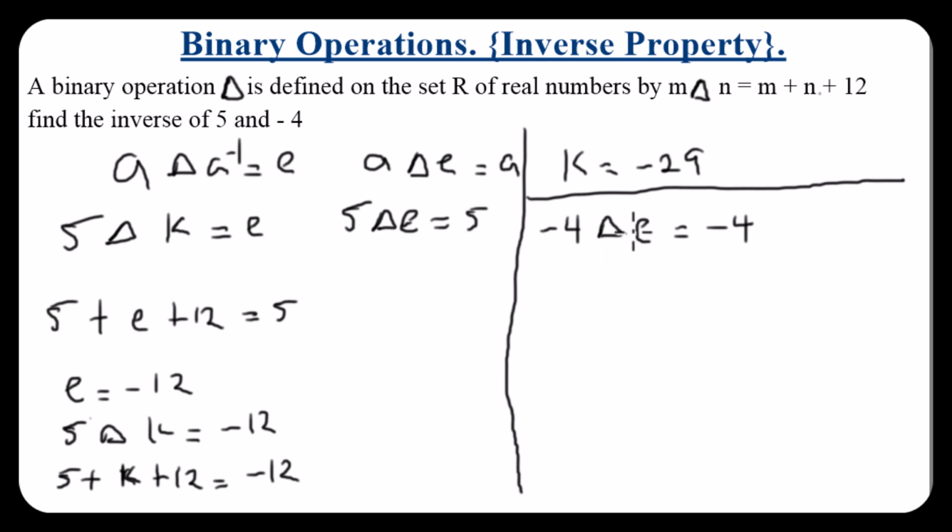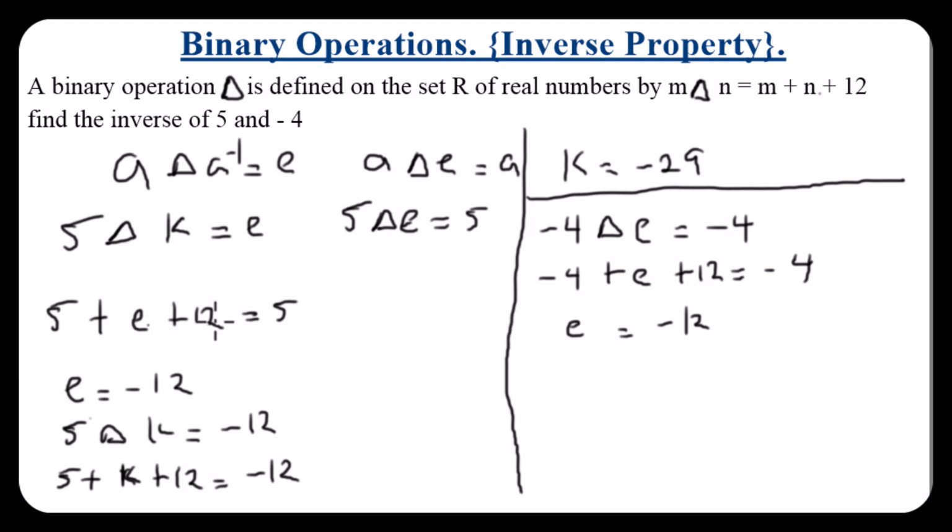Again, use this operation. So minus 4 becomes m and e becomes n. So we have minus 4 plus e plus 12, and this must be equal to minus 4. So minus 4 goes to the other side, becomes minus 4 plus 4, because the negative sign changes to positive. And then we have e. Again, we still have 12 here, so 12 goes to the other side and becomes minus 12.